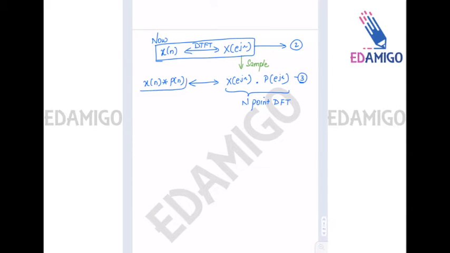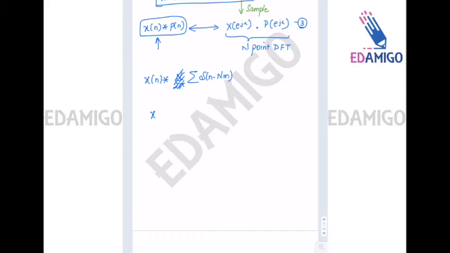And if you look at this time domain signal, then what is it? It is x[n] convolved with N by 2π summation of δ[n − mN]. Now if we neglect this constant term N upon 2π just for the sake of simplicity, I can say that it is actually x[n] convolved with the impulse train, where m goes from minus infinity to infinity. Okay, so what is this?